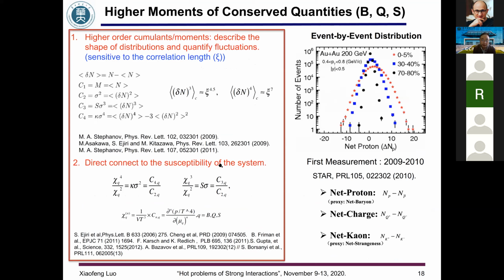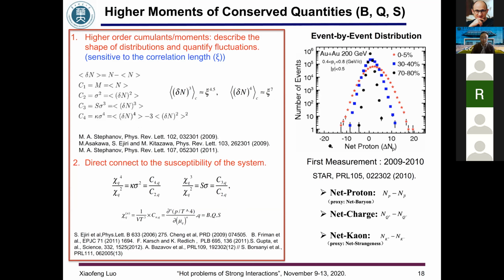Now the second sensitive observable that we use to search for the QCD critical point is the so-called higher moments of conserved quantities. From theoretical prediction, the higher order fluctuations have a higher sensitivity to the correlation length of the system. And if we take the cumulant ratios, the ratio of those cumulants, then we can directly connect it to the susceptibility of the system, which can be computed theoretically.